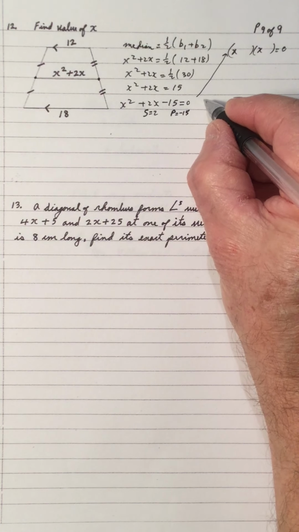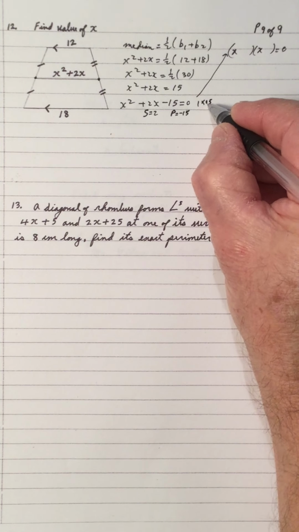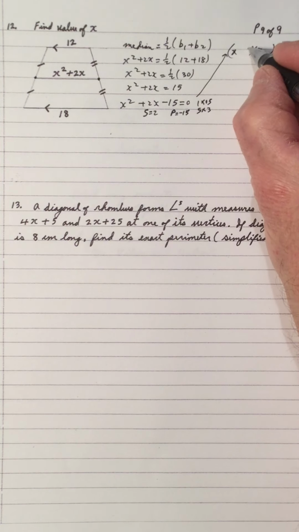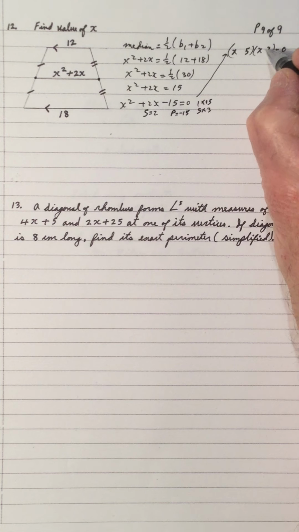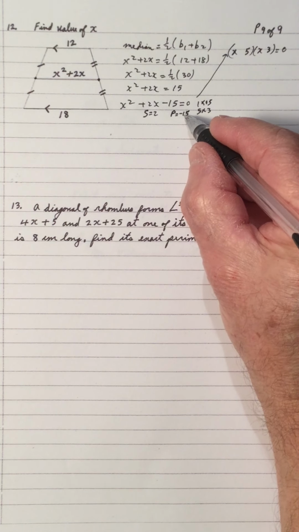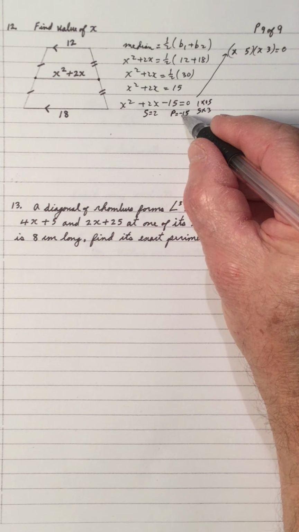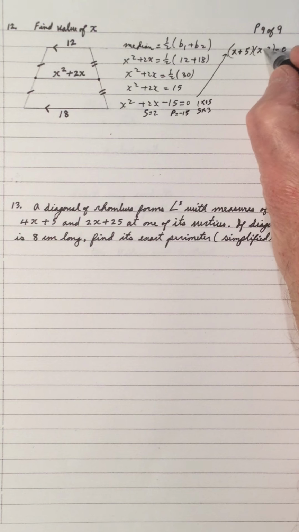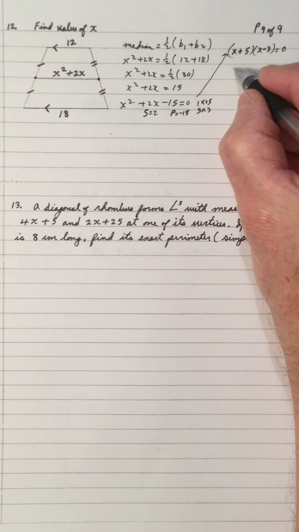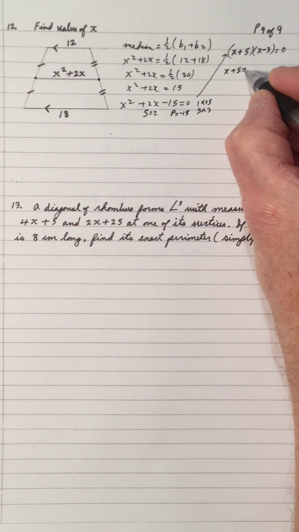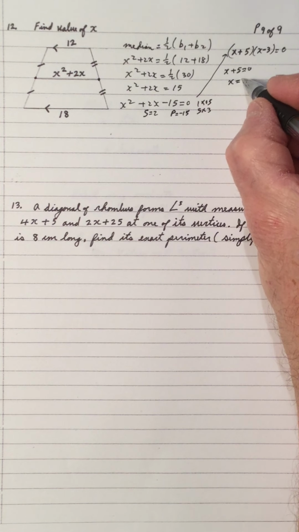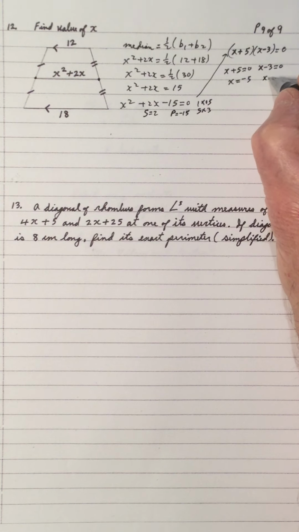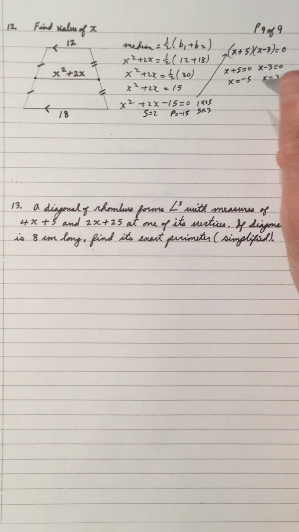So factors of 15 are 1 times 15, 5 times 3. Which pair of factors gives you a 2? It has to be a 5 and a 3. But the product is negative, so it has to be a plus and a minus. So to get a plus 2, it has to be a plus 5 and a minus 3. So x plus 5 equals 0, x equals negative 5. x minus 3 equals 0, x equals 3. So we have two answers.